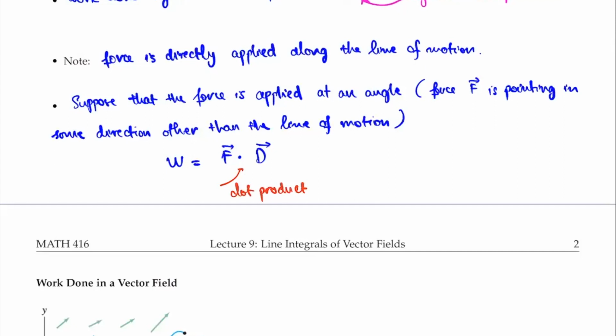Now, if you move in the line of motion, F and D, the angle is going to be 0, so cosine is 1. So usually we just write F times D. You with me? Okay. So in a way, this is a more general formula for most situations. Now we have the work done and the dot product. We're gonna put this in a vector field. Okay, let's see what happens.